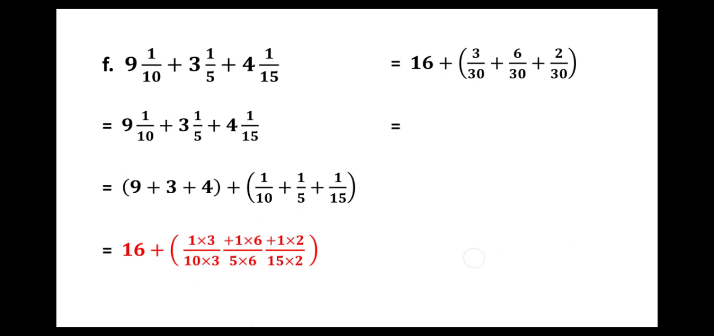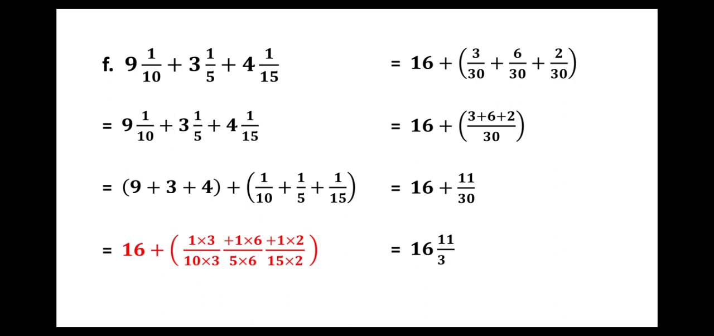Now the denominators are same. So now we only add the numerators. 3 plus 6 plus 2 upon 30, we get 11 upon 30. So now in the last step, we join the whole part plus the fractional part. So 16 whole 11 upon 30 is the answer of this question. So now let's move to the next question. The next question is the G part of question number 4 on page number 41.